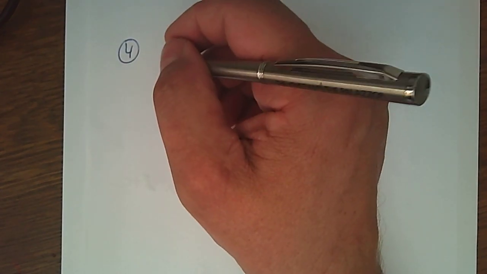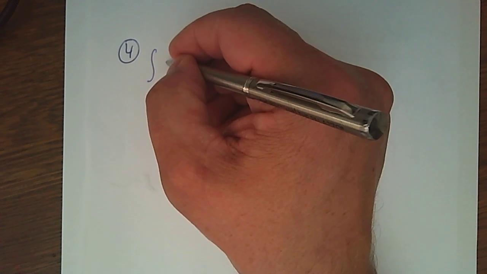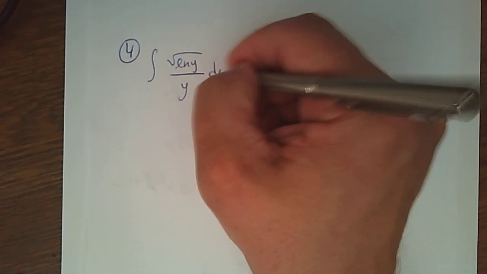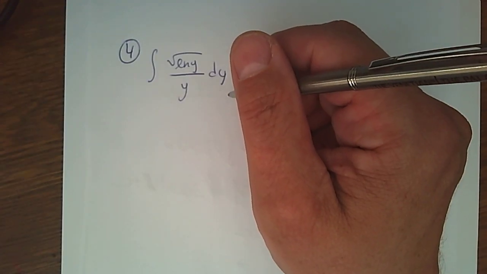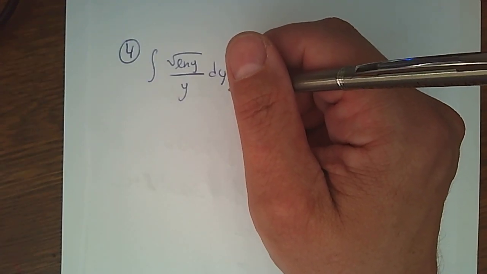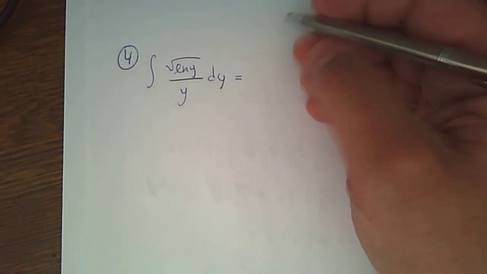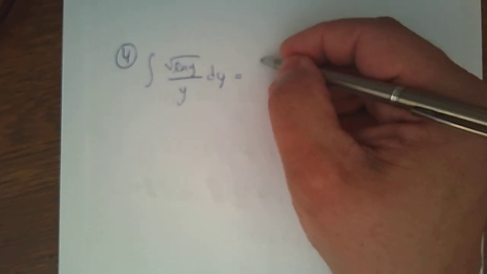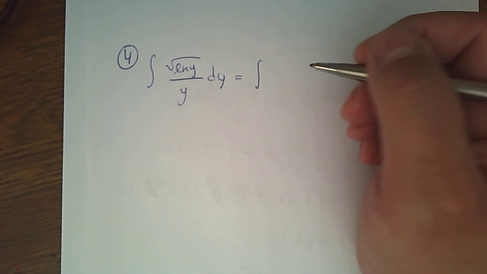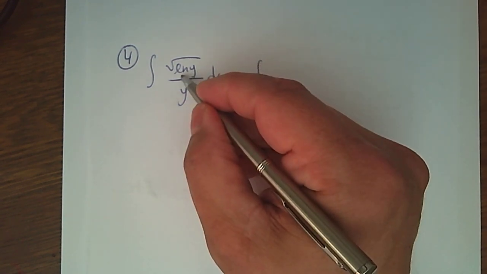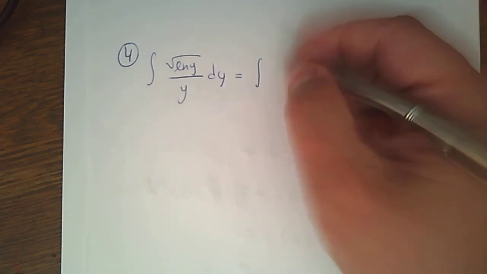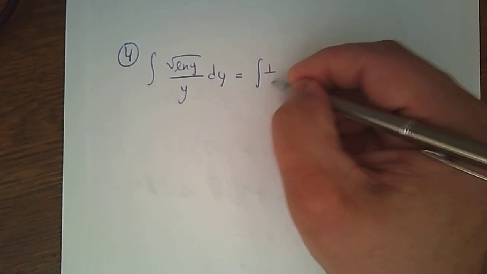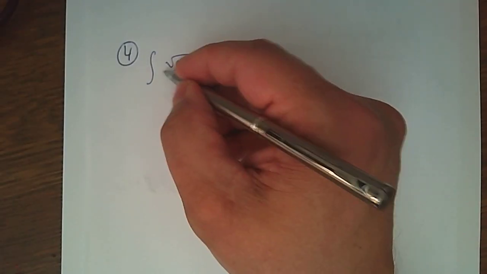So for number 4, we're integrating the square root of ln y over y dy. So my first instinct for number 4 is to write it in a calculus-friendly way where you can actually see what's happening. So let's see if we can see this. I know the derivative of ln y is 1 over y. So I see the connection there. It's kind of like a puzzle that you're trying to solve. So we have 1 over y. That's what this is in front.